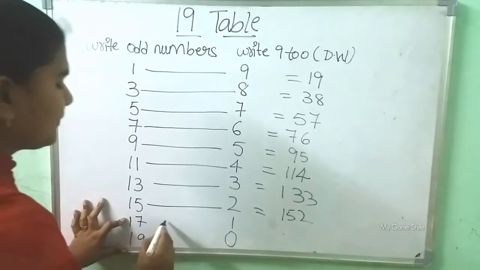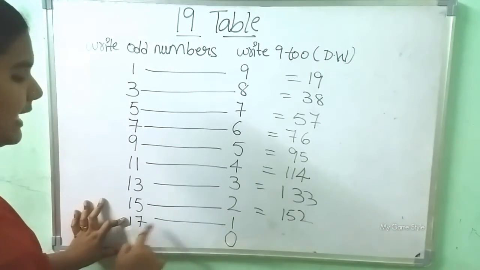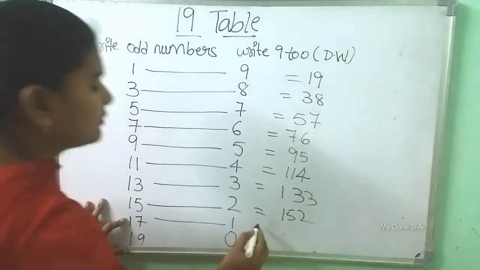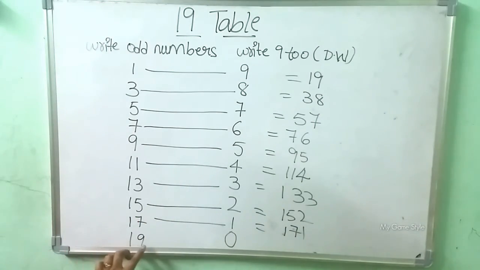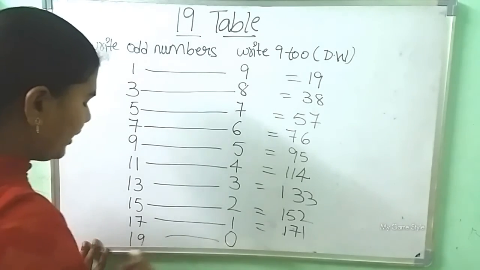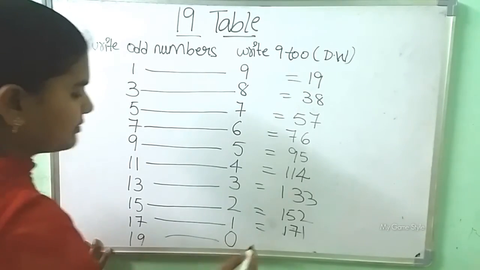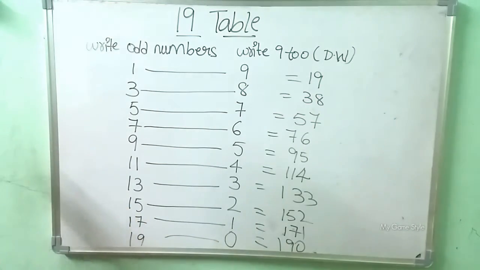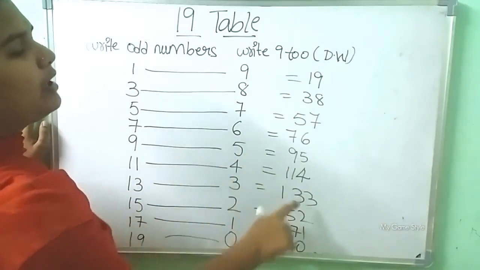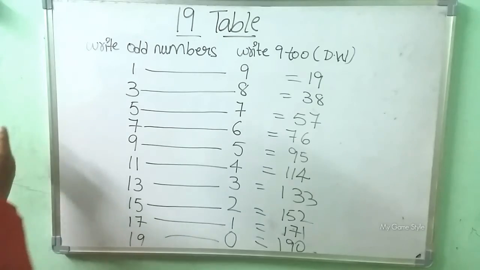152. Next, 17 and 1, 171. After that, 19 and 0. We need to combine these both numbers. 190. So this is the 19 table in an easy trick.